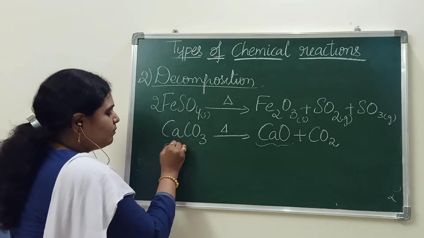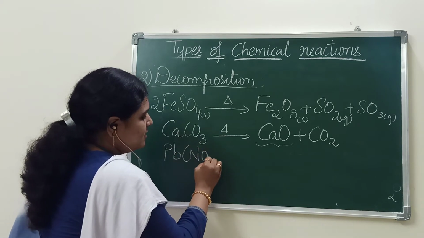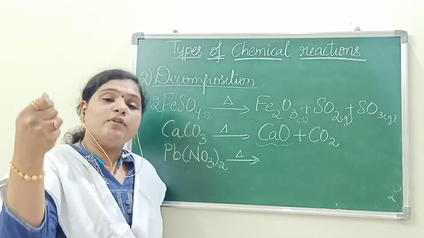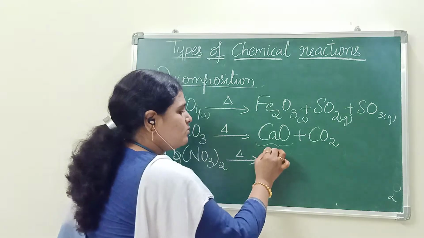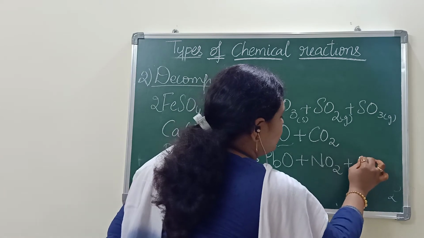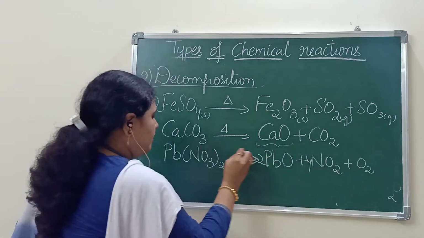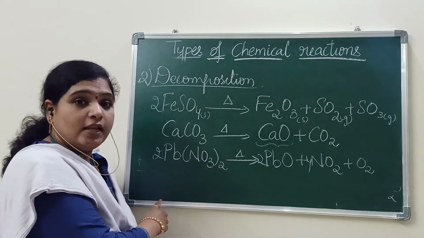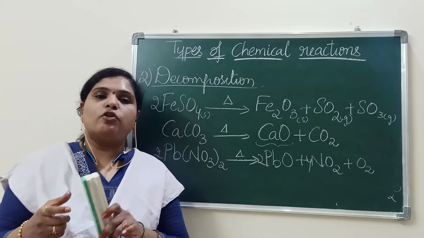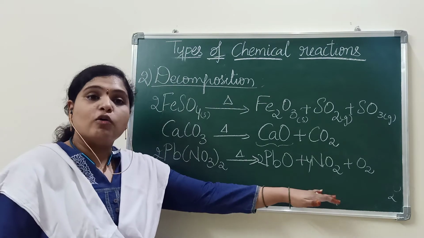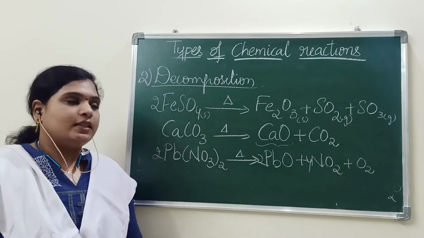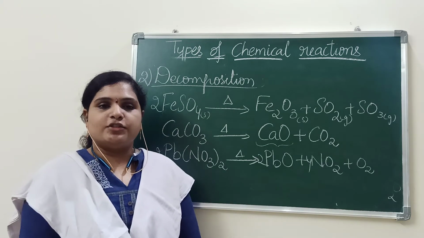Next, one more decomposition reaction we will write. Lead nitrate on heating. Again we take it in a test tube and heat it. What changes can we observe? It forms lead oxide, nitrogen dioxide and oxygen. This is actually white in color. If we heat it, it will form a yellow residue of lead oxide along with reddish brown fumes of nitrogen dioxide along with oxygen. This is another decomposition reaction.